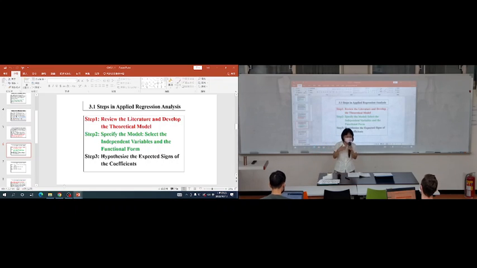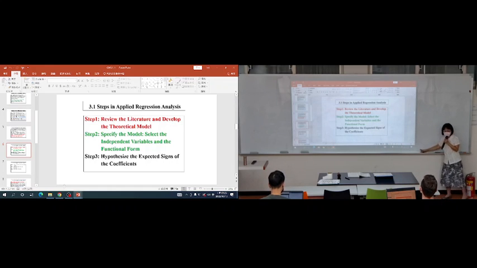Although we are not going into detail now, we are going to cover the problems of functional form in chapter 7 this semester. But functional form is also an important job for specifying the models. Let me briefly explain the functional form.